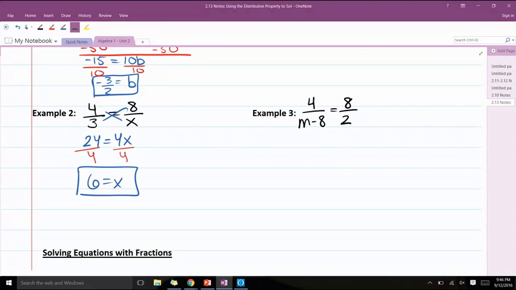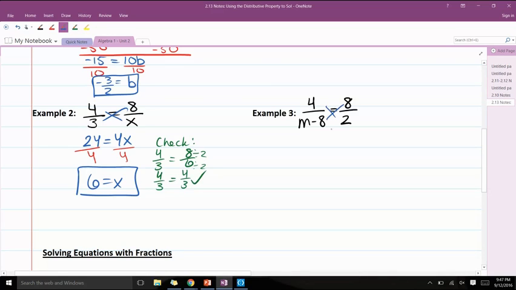And just a quick little review of that check process we talked about before. Remember, we can just plug it in. We have 4/3 equals 8 over 6. Well, if you think about it, you can divide 8 and 6 each by 2. And if you divide them each by 2, you get 4/3 equals 4/3. Good to go. Okay, let's do this other one real quick.